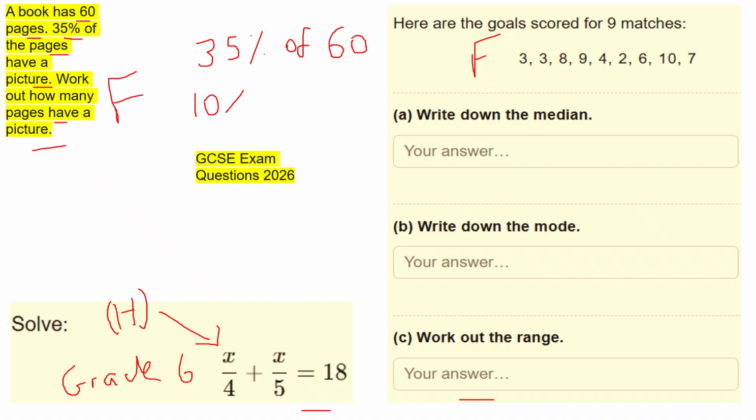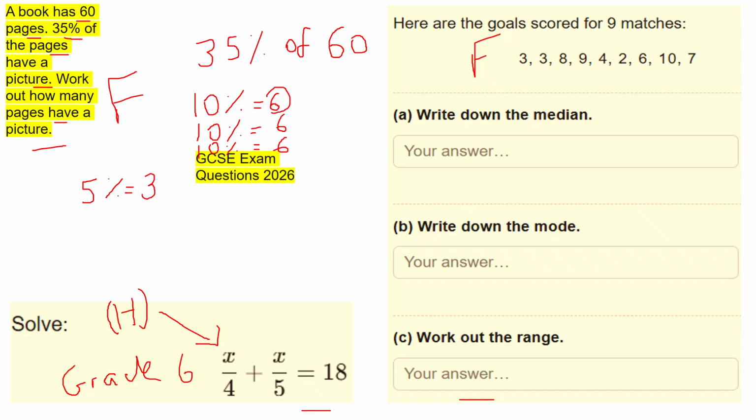So 10% of any quantity, we divide it by 10. So we do 60 divided by 10 to get 6. So knock off a 0. We then work out another 10% to get 6. Another 10% to get 6. So now we have 30%. We now need to work out 5%, which is half of 10%. So half of 6 is, of course, 3.